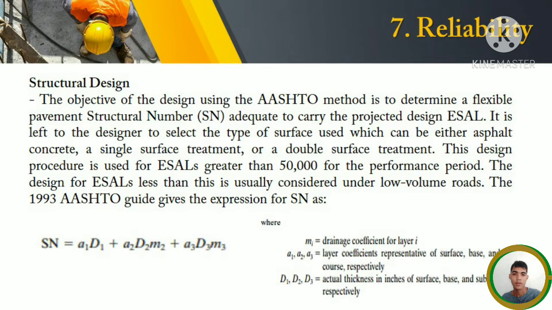In terms of the structural design for reliability, the objective of the design using the AASHTO method is to determine a flexible pavement structural number, SN, adequate to carry the projected design ESAL. It is left to the designer to select the type of surface used, which can be either asphalt or concrete, a single surface treatment or a double surface treatment.